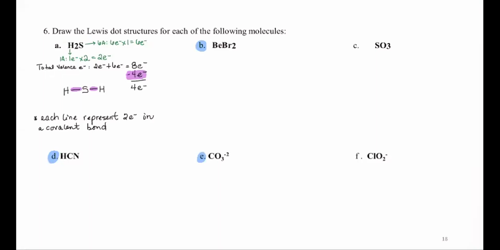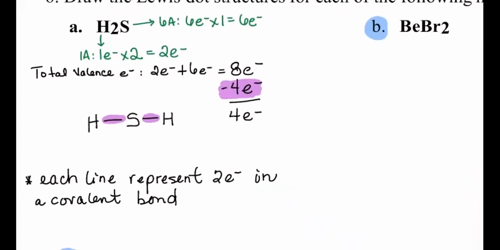So I have 4 electrons left. The only atom in my molecule that can hold 8 electrons is going to be sulfur. So I don't do lines to sulfur, I do dots to sulfur, because those are the remaining electrons in the system. So I use my 4 electrons left. I use all of my electrons for bonding. This is the Lewis structure for H2S.